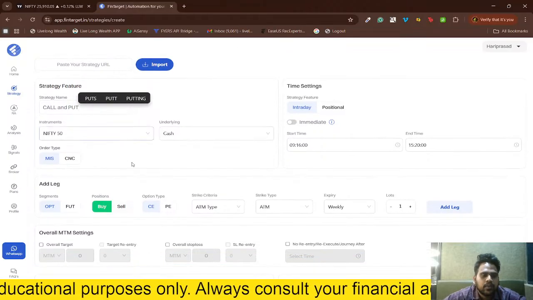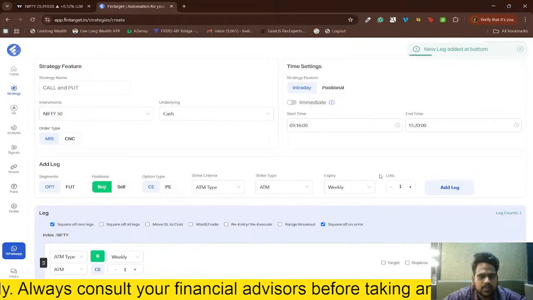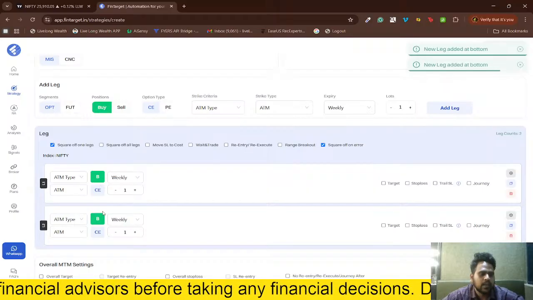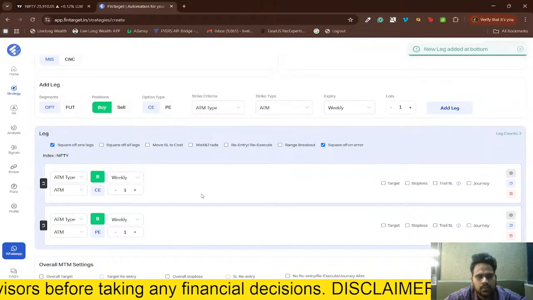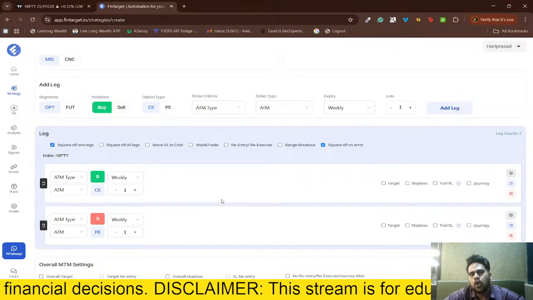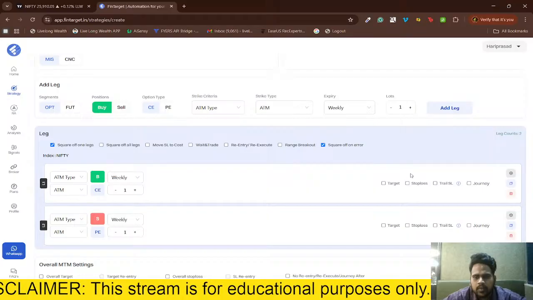What I'm trying to do is simply intraday only. I want an intraday perspective. So I'm adding two legs: the first one I will buy a call, and the second one I will sell a put. Both are basically the same. This is a long combo strategy.